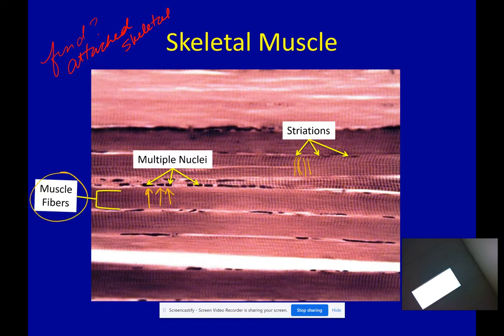So the muscle fiber itself is what we consider a cell inside of skeletal muscle. Even though in the womb we had multiple cells that all fused together, ultimately this one fiber works as a single unit. So since it works as a single unit, we consider it a single cell. In the case of skeletal muscle, the cell's name is muscle fiber.